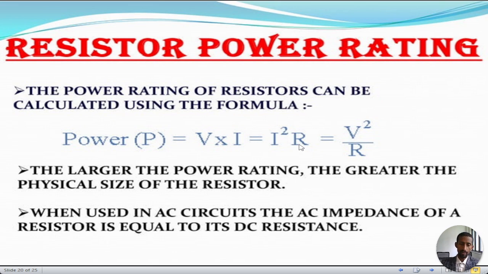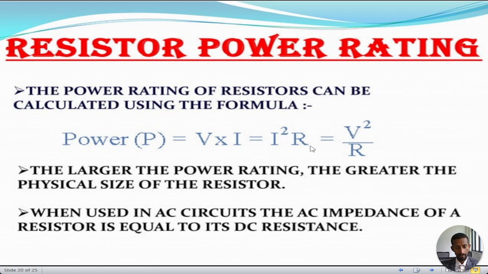Or in other terms, we may also substitute for I. I means V over R. So if we substitute I, we'll get V squared over R. So by using any of these three formulas, we can determine the power rating of our resistors. As a designer, you will select some ohm values for your circuit, but how much current will flow in that circuit is the main issue while you are determining the power rating of your resistors.